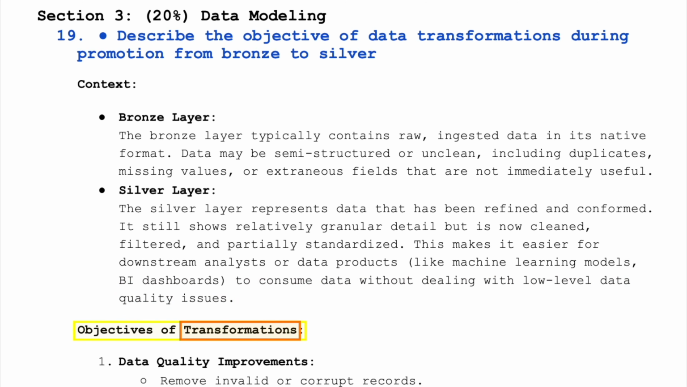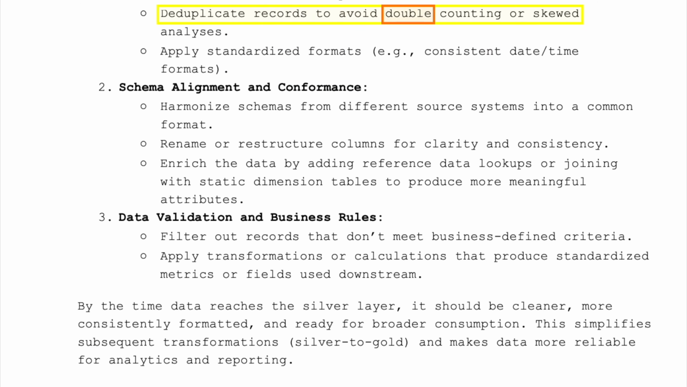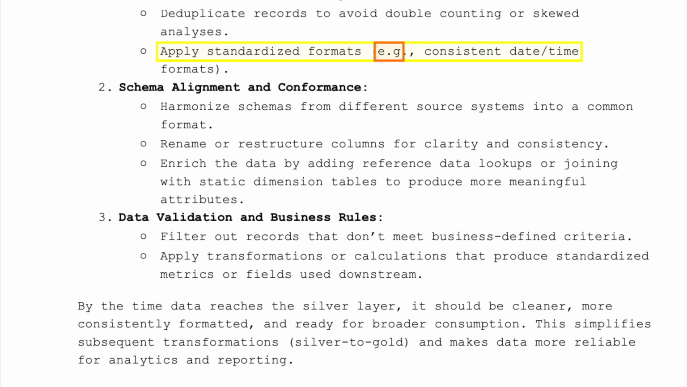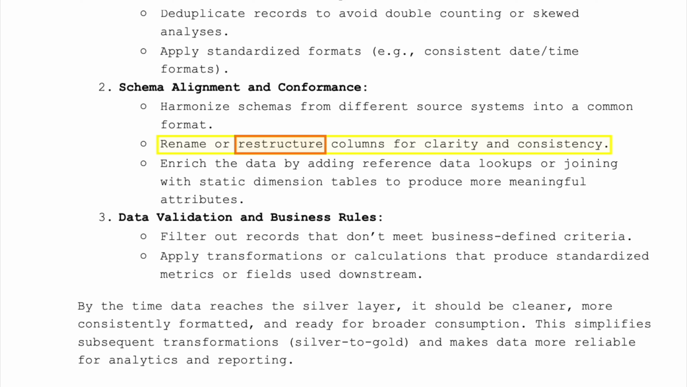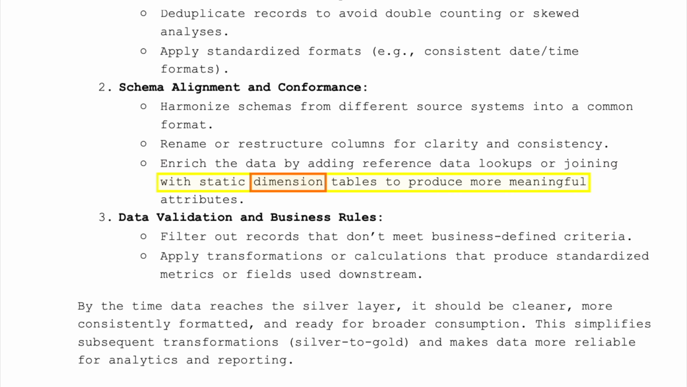Objectives of transformations. 1. Data quality improvements. Remove invalid or corrupt records. Deduplicate records to avoid double counting or skewed analyses. Apply standardized formats, for example, consistent date-time formats. 2. Schema alignment and conformance. Harmonize schemas from different source systems into a common format. Rename or restructure columns for clarity and consistency. Enrich the data by adding reference data lookups or joining with static dimension tables to produce more meaningful attributes.